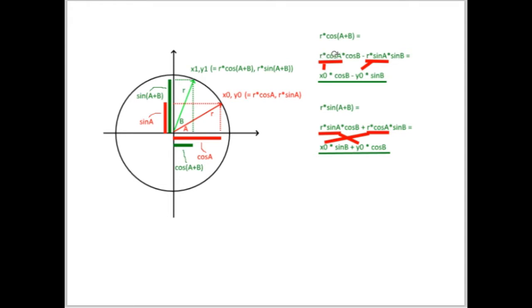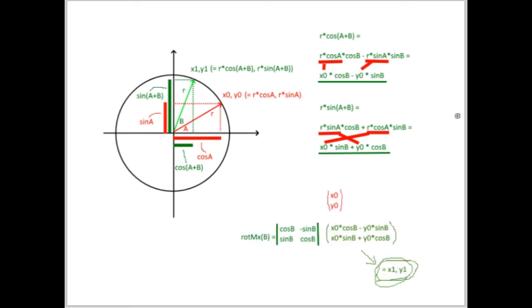And I can replace this expression with x0 and this expression with y0, because here I can see that it's the same. And that means that I can write the new vector's x coordinate as x0 times cosine beta minus y0 times sine beta. And using the same ideas for the y1 value, that will be equal to x0 times sine beta plus y0 times cosine beta. And now I can see the connection between the original point and the rotated one.